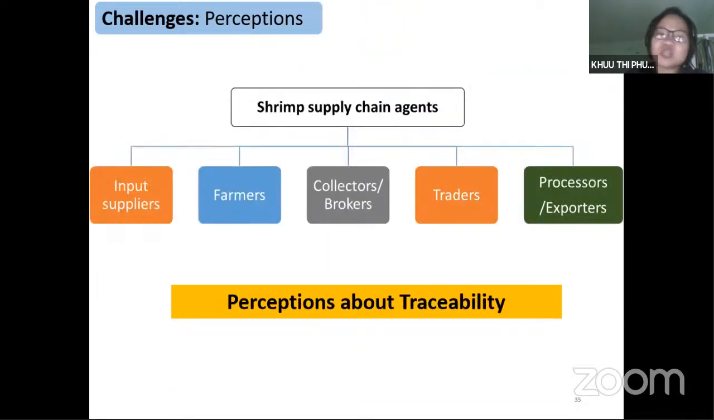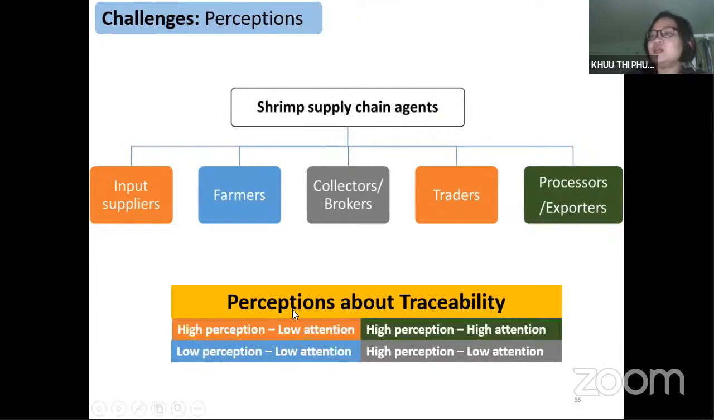About the perception of traceability, you can see that input suppliers to farmers have high perception about traceability, but low attention. And as I mentioned, farmers have low perception and also low attention about traceability. Collectors and traders have high perception but low attention. Processors and exporters have high perception and high attention, but they cannot push any requirement to the other agents on the local side.